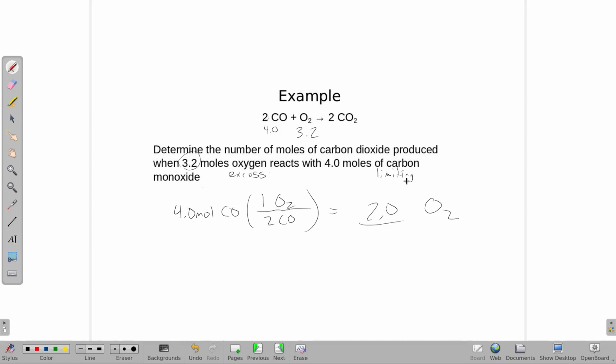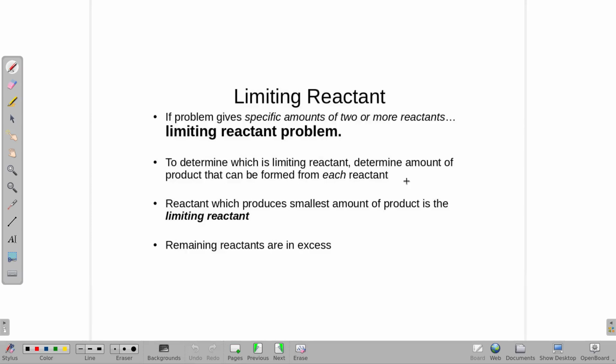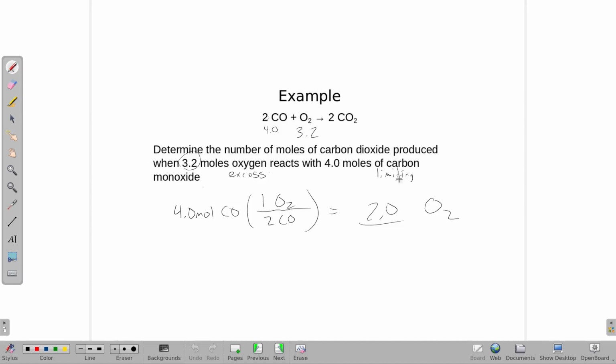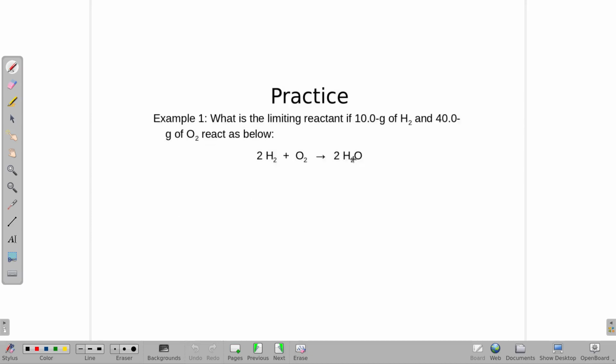So if I wanted to calculate how much CO2 is being produced, I would want to use the 4 moles of carbon monoxide, because that's the one that is limiting the results. We're going to run out of it first. That's what all these words are talking about. The limiting reactant is the one that runs out first. Sometimes you'll have to do 2 calculations, but if you're like this and we just need to know which one's the limiting reagent, we can do just one calculation and compare it to the other.